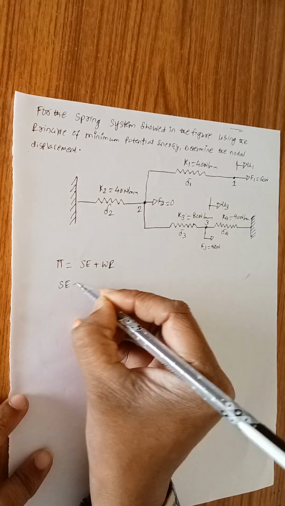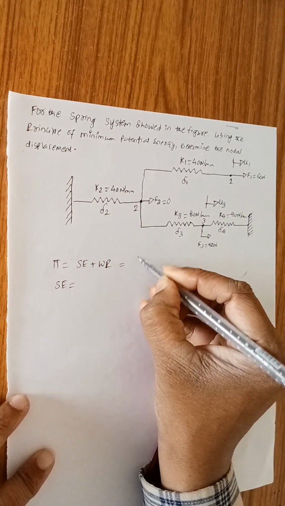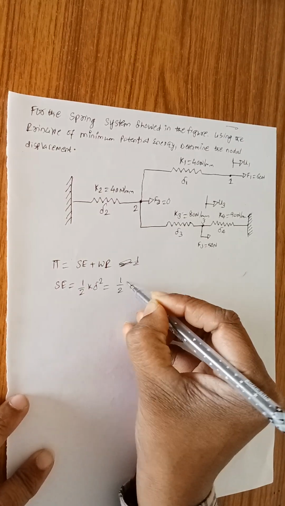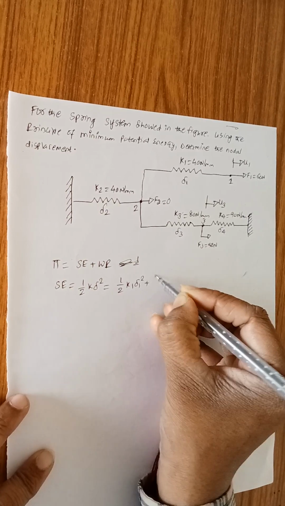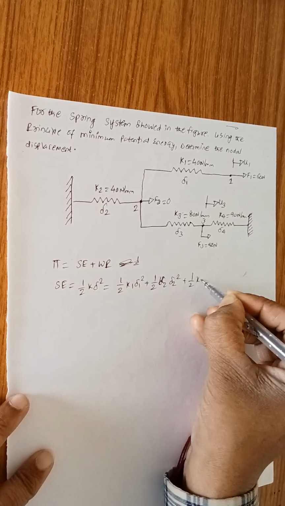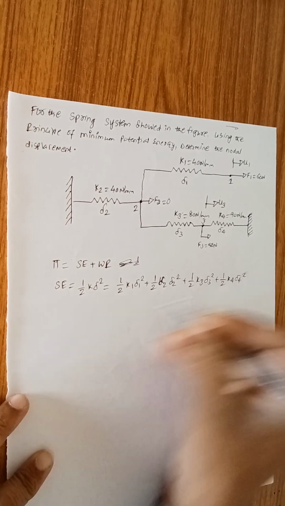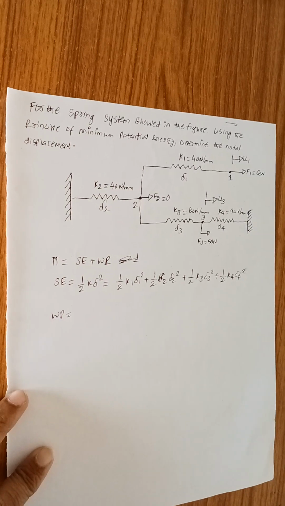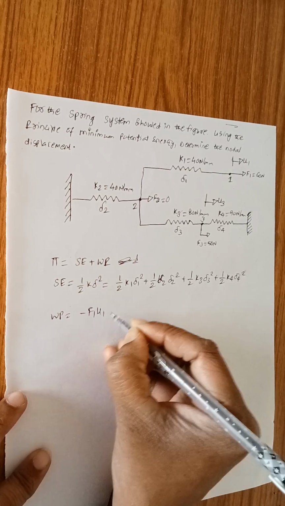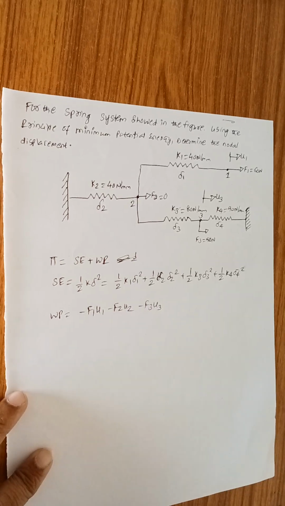So strain energy totally depends on the total number of springs. There are totally of 4 springs, and this strain energy is generally given by, let me write it here, half k delta square. As there are four springs in this problem, here you will get half k1 delta 1 square plus half k2 delta 2 square plus half k3 delta 3 square plus half k4 delta 4 square. And work potential, it depends on the number of nodes. There are totally 1, 2 and 3 nodes. Therefore you will get minus f1 u1 minus f2 u2 minus f3 u3. Suppose if there are 4 nodes, you will also get minus f4 u4.